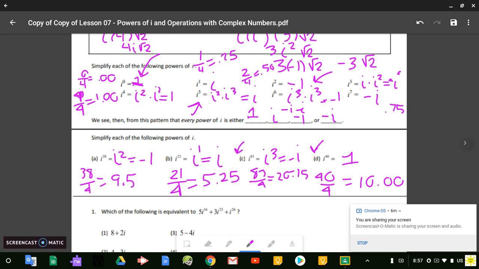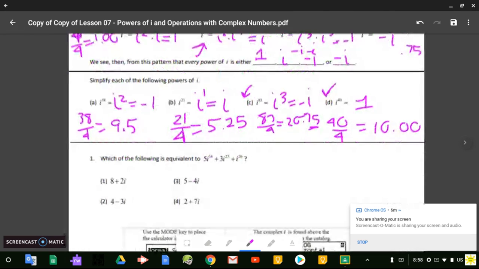So really, there's only 4 things you need to know. i to the 0 is 1, i to the first is i, i squared is -1, and i to the third is -i. You have to line these up, whichever one has the similar leftovers. So now we can do a question like number 1.